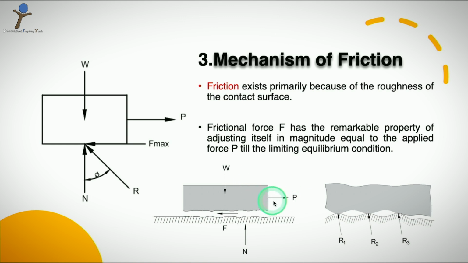So frictional force F has the remarkable property of adjusting itself in magnitude equal to the applied force P till the limiting equilibrium condition occurs. So I am just trying to show you the contact points as the resultant reactions by the ground on the body as R1, R2 and R3.